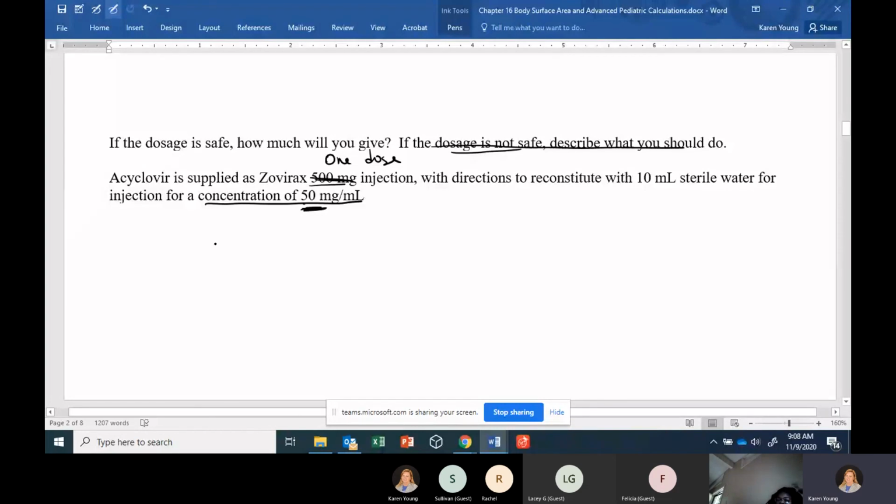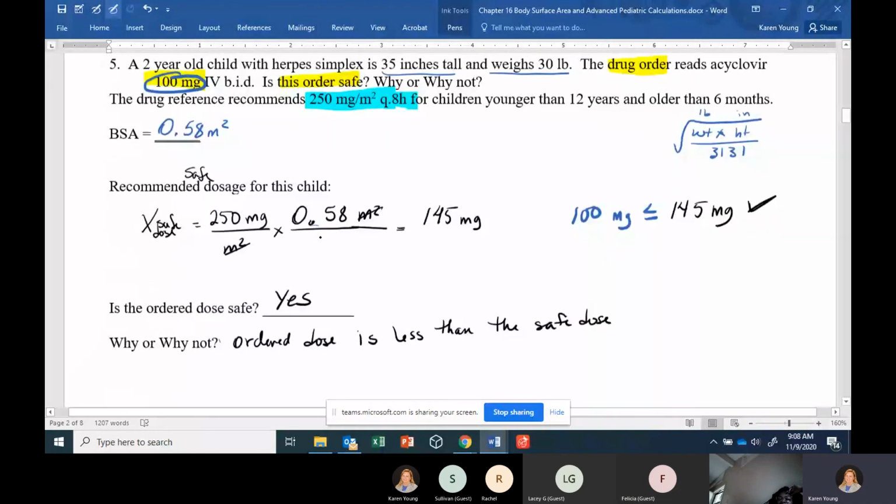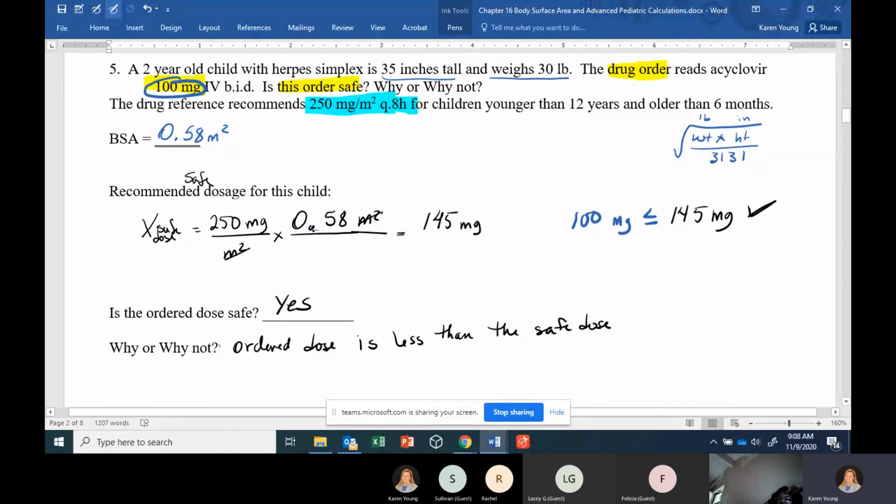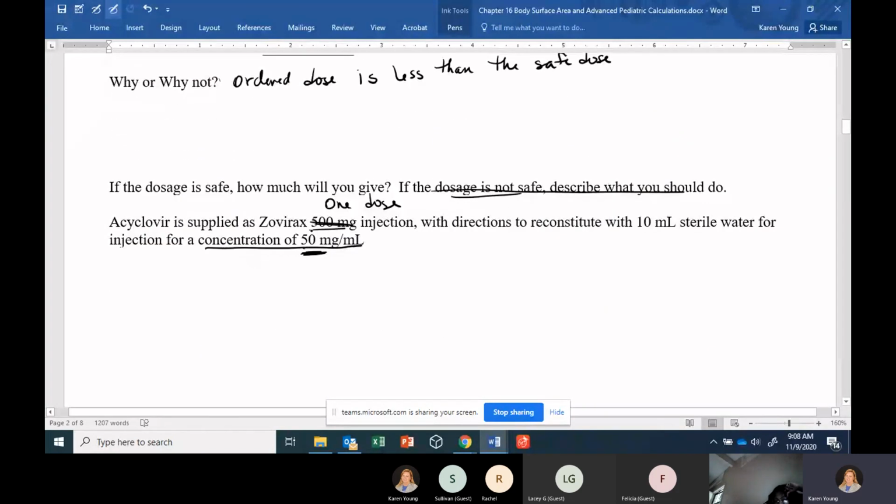All right, so y'all, okay, I done got thrown off now. You're lost now? It's not good. Yeah. Okay, so we go back up here to 5. My ordered dose is 100 milligrams.